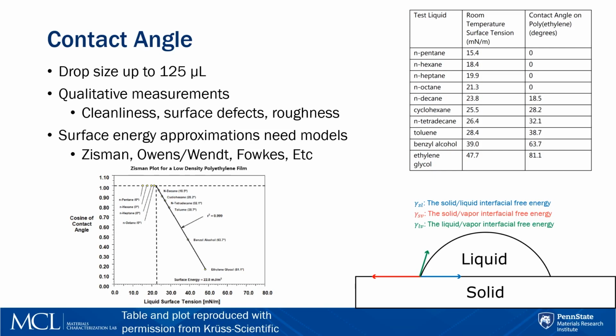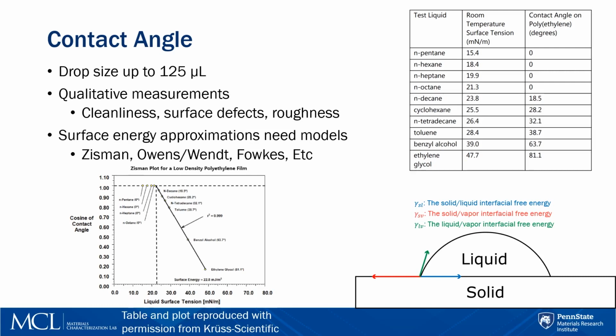If the goal is to approximate surface energy, however, a model representing the interfacial system must be used. The simplest model for this application is the Zisman model, which applies to surfaces that do not contain any polar contributions to the solid-liquid interface. A good example of a system that falls into this category are hydrocarbons on high-density polyethylene, shown on the table on the right. If you end up having polar contributions on your surface, you have to use a model like Owens, Wendt, Fowkes, or there are many others.